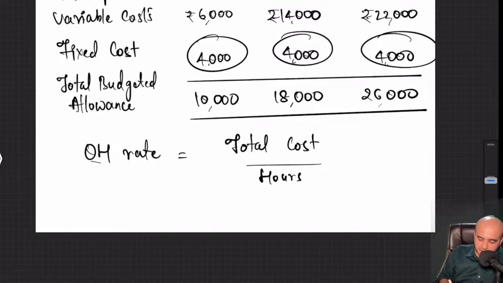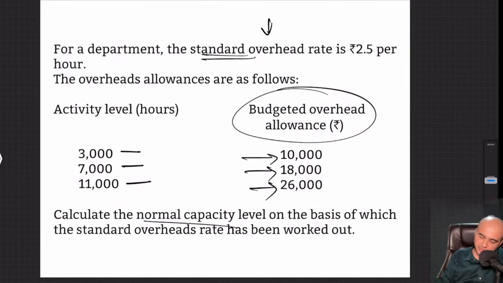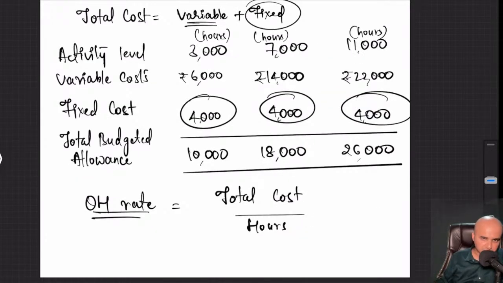So now this has already been given in the question. Where is this? In the very first line they have mentioned the standard overhead rate, 2.5. If that is given, how do we find out the normal capacity? That is easily done. We have to just substitute the values here.